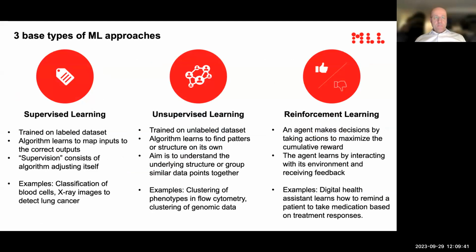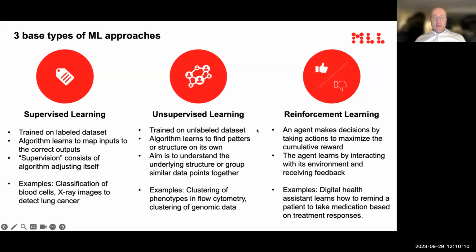There are three basic types of machine learning approach: supervised learning, unsupervised learning, reinforcement learning. And supervised learning is trained on labeled data sets. The algorithm learns to map inputs to the correct output. Supervision consists of the algorithm adjusting its weights. And examples are classification of blood cells or X-ray images to detect lung cancer.